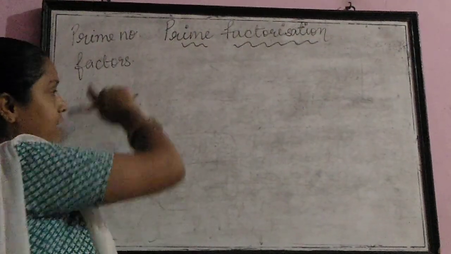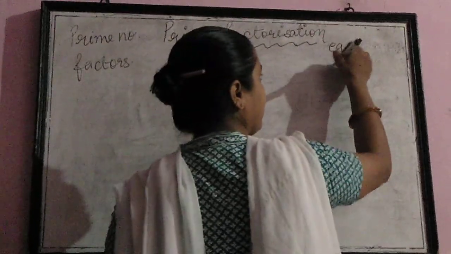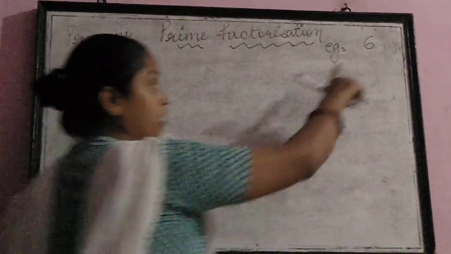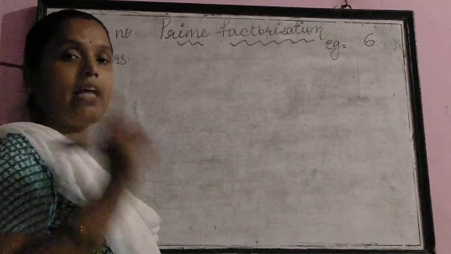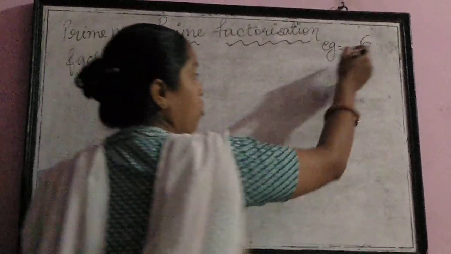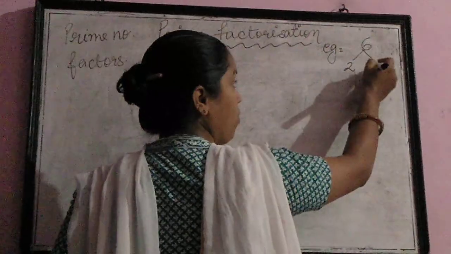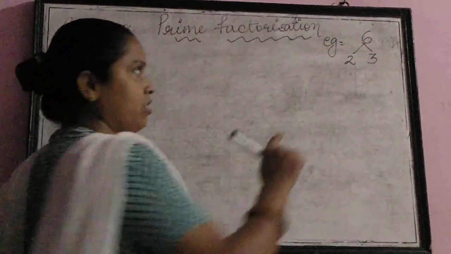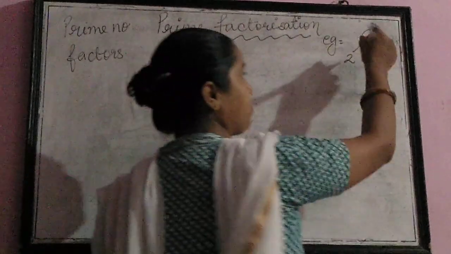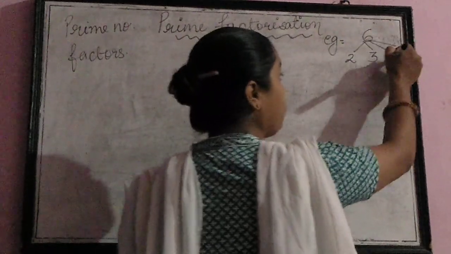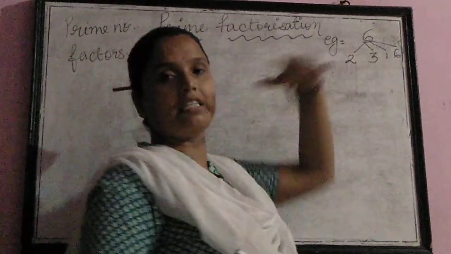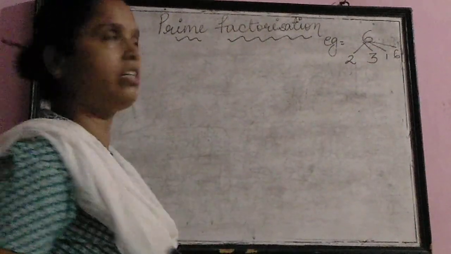Let's have an example for understanding it. If I say factor of 6, that means in which all tables this 6 comes, and those tables will be the factors for this number. So 6 comes in the table of 2 and the table of 3. So the factors of 6 will be 2 and 3. 1 and 6 are also factors of 6 because it comes in the table of 1 and 6 also, but we don't write 1 in factorization because 1 is neither a prime number nor a composite number.